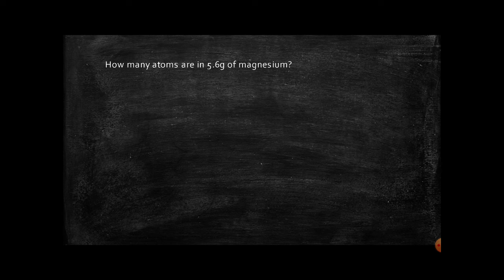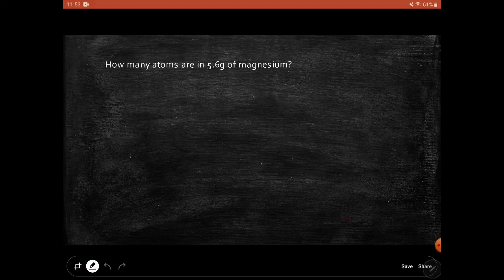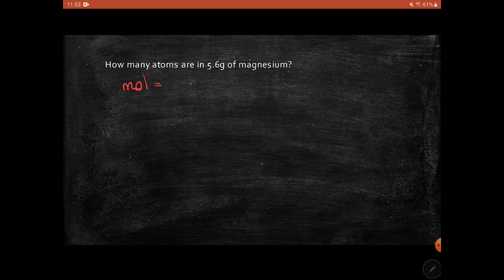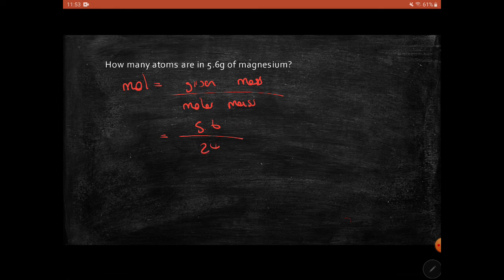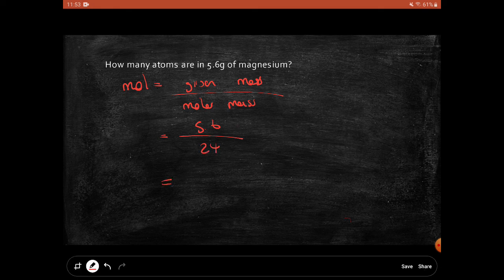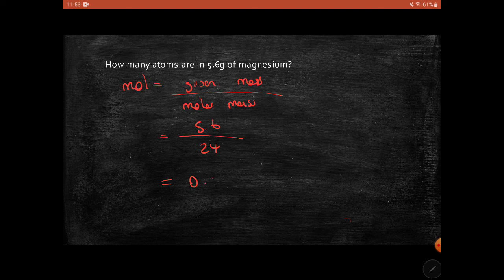So we do know the mass of the substance. So we can find the number of moles by using the formula mole is equal to given mass divided by molar mass. The given mass is 5.6 and the molar mass for magnesium from our periodic table would be 24. The number of moles in this case would be 0.23 mole.